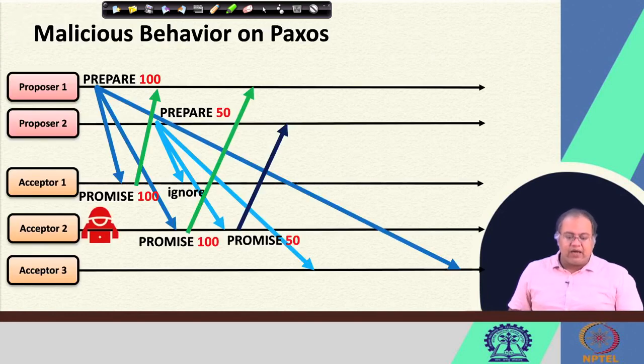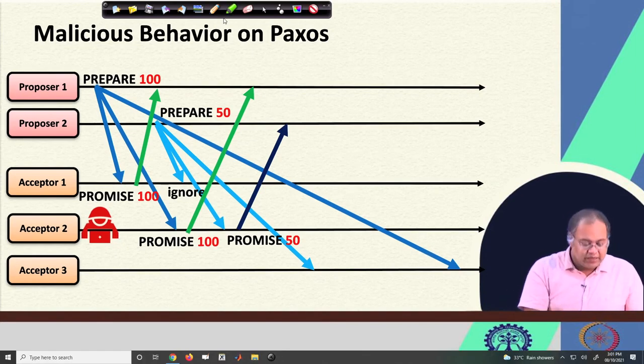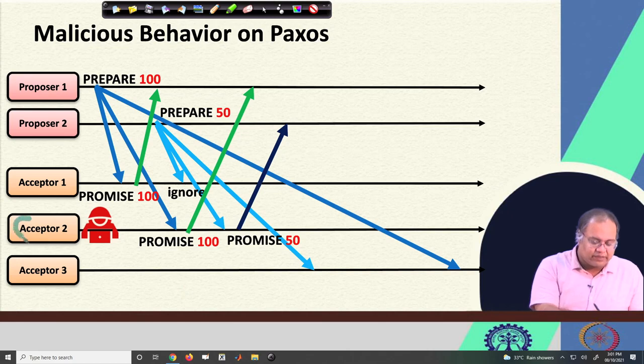To start with, in the last lecture we discussed this problem with Paxos. We had seen that Paxos can tolerate crash faults, but we asked the question: what happens if one of the acceptors in Paxos starts behaving maliciously? Now let us see what happens in that context. What is the malicious behavior that we had noted? The malicious behavior was for acceptor 2.